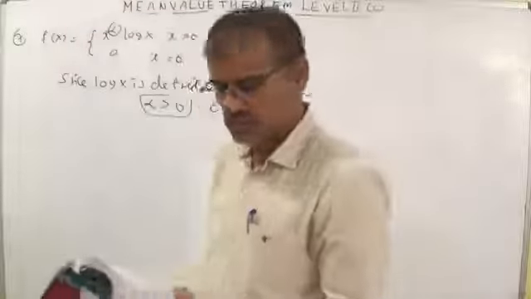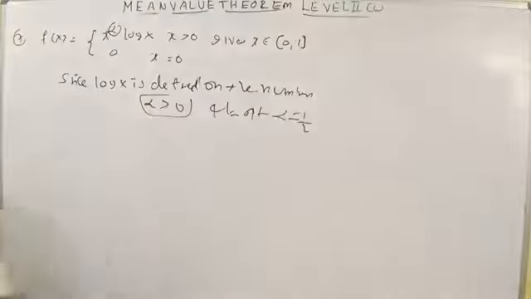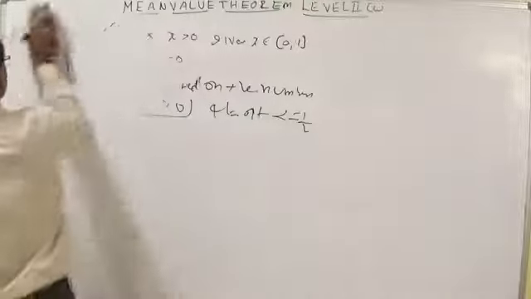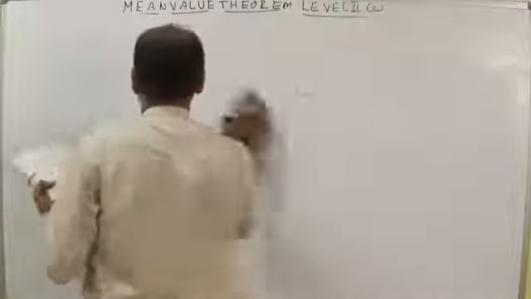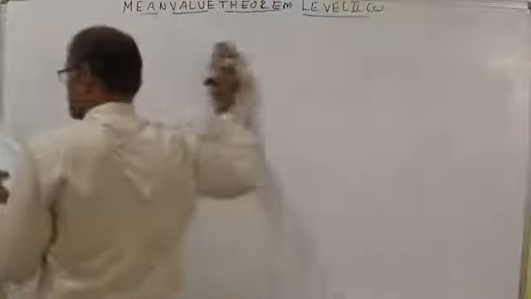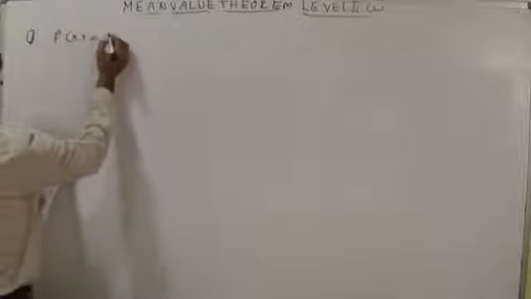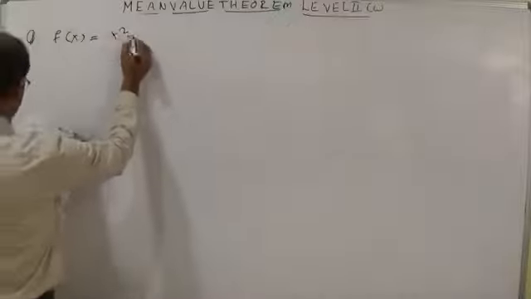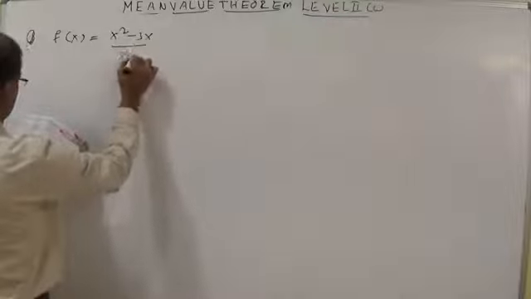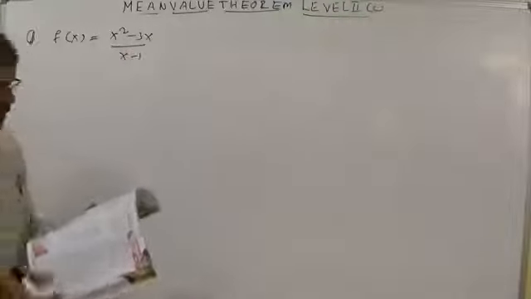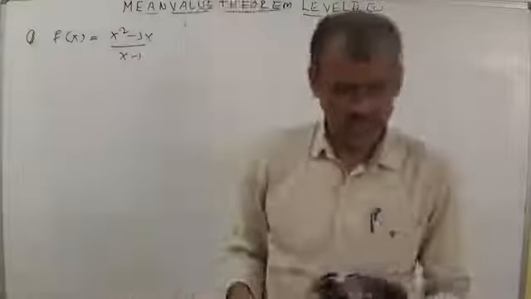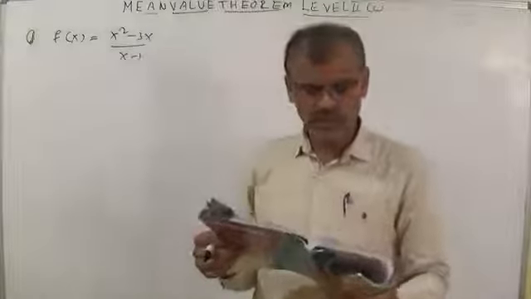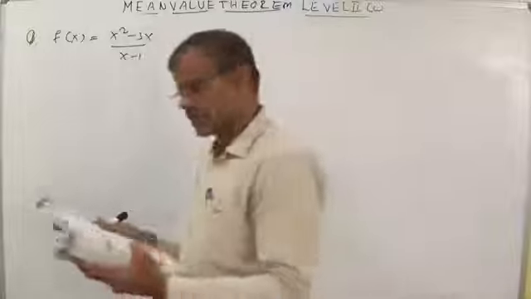Next, let us discuss the 8th one. For which interval, 8th question, for which interval does the function (x square minus 3x) by (x minus 1) satisfy all conditions of Rolle's theorem? He is asking for the interval. The function he has given is f of x equal to (x square minus 3x) by (x minus 1). So let us verify everything.